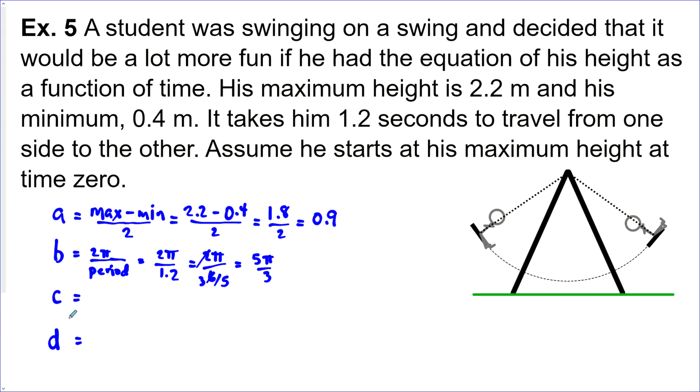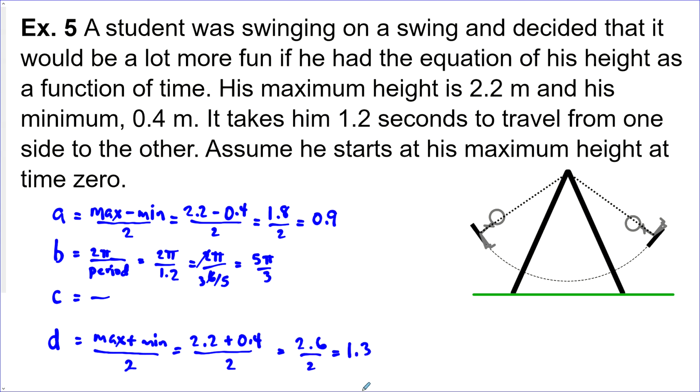Our C value is our horizontal shift, and we want the graph to start at its maximum. If we were going to use sine, then we'd need to shift the graph over because sine starts at the midline. But if it's starting at the maximum, we should probably just use cos, because cos already starts at its maximum. So we won't need a C value here. D is the midline, and it's max plus the minimum divided by 2. This would be 2.2 plus 0.4 divided by 2. So 2.6 divided by 2, 1.3.